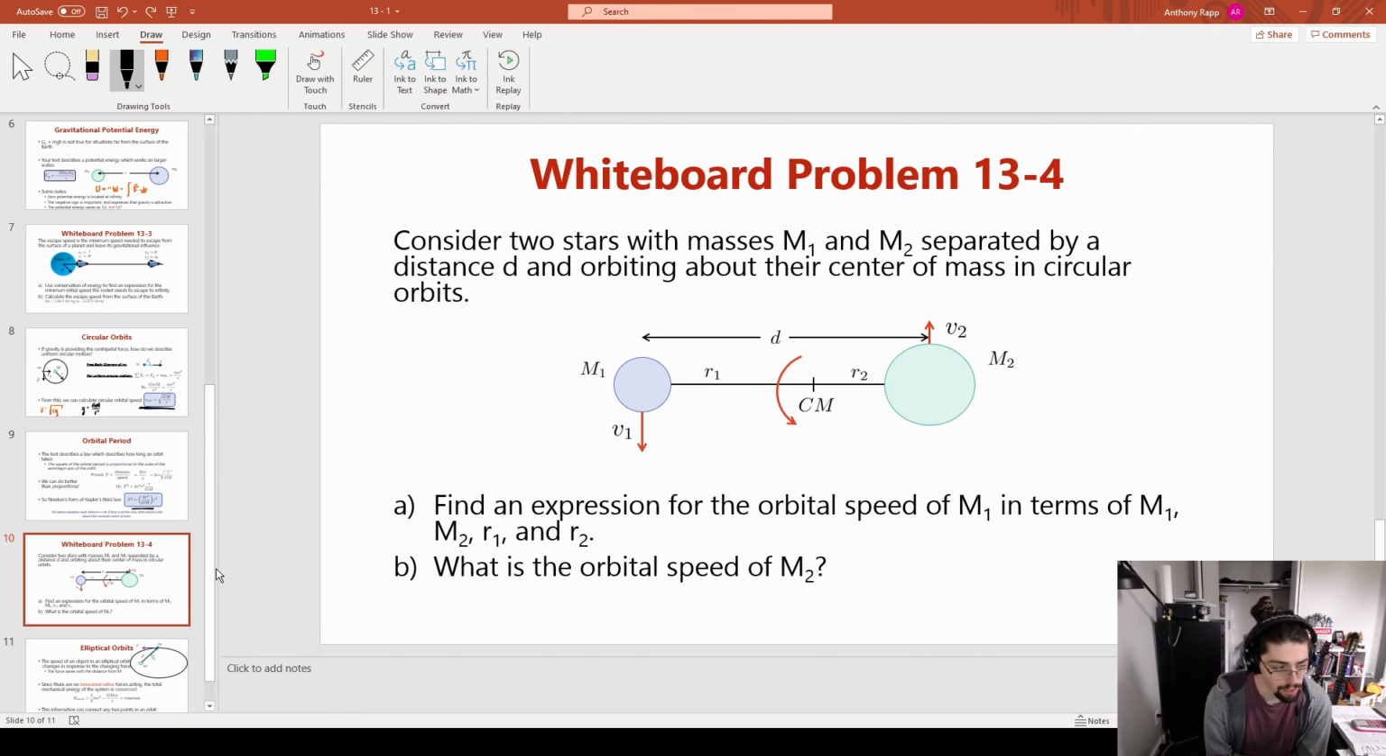Knowing that they're going around in perfect circles, what is the orbital speed of each star, M1 and M2? So that is to say, find V1, find V2 in terms of these 4 variables. I'm going to say just take the next 4 or 5 minutes to work on this one, and then we're going to take a look together.